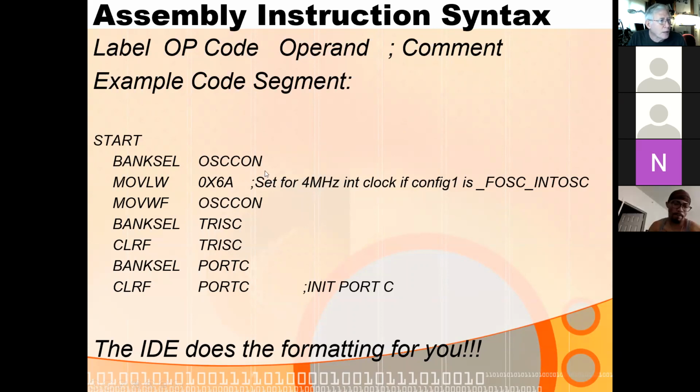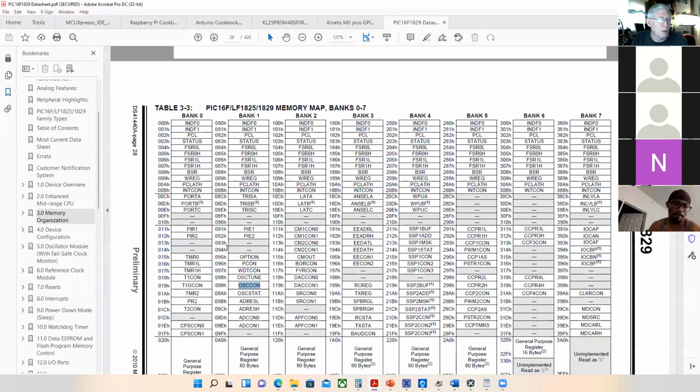All right, so that's what we're going to do. We're going to put 6A into the oscillator control register to set us up for 4 megahertz. Now, how would we know that? Well, good question. So what we have to do is go back and look at the oscillator control.